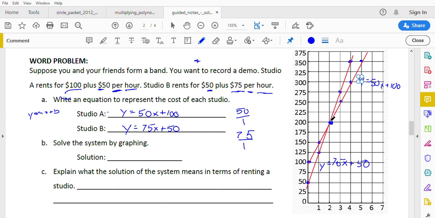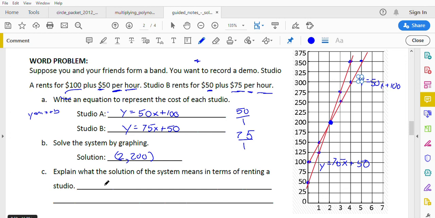2 hours is going to cost you $200. So again, if we go into Studio A, 50 times 2 is 100, plus 100 is 200. If we go into Studio B, 75 times 2 is 150, plus 50 is 200. Okay, explain what the system means in terms of renting a studio. Sometimes the answer is not exactly this point.